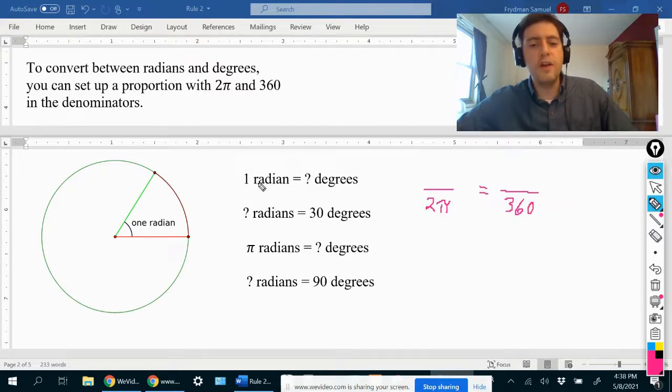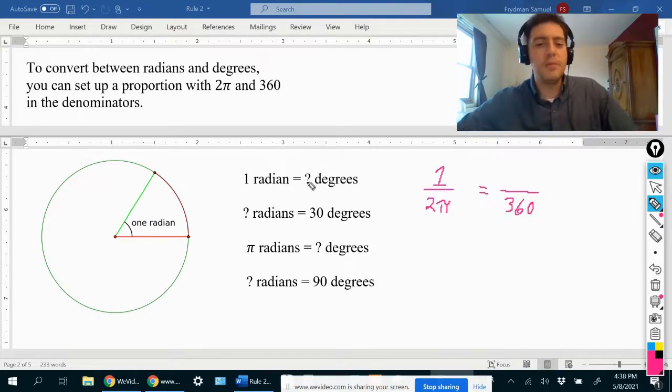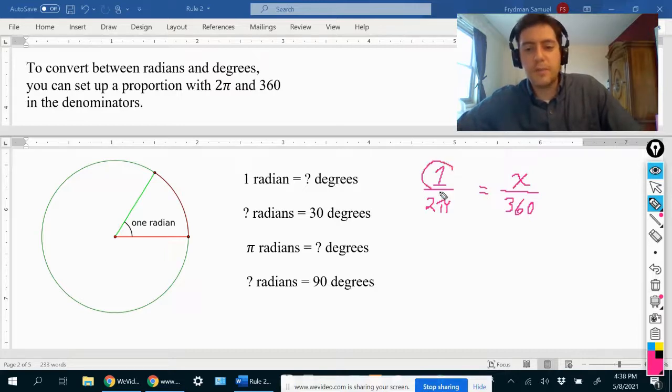Now I want to know 1 radian is equal to how many degrees? So that was 1 radian. I'll put that here in this fraction with the 2 pi. Whatever is radians, I'm going to put in the fraction with the 2 pi, and whatever is degrees, I'm going to put in the fraction with the 360. I'm looking for the number of degrees that's equal to 1 radian. I don't know that number yet, so I'm going to put an x over here. And then I would just solve the proportion.